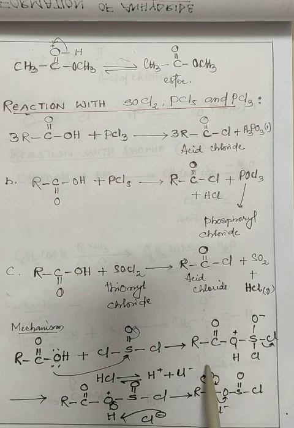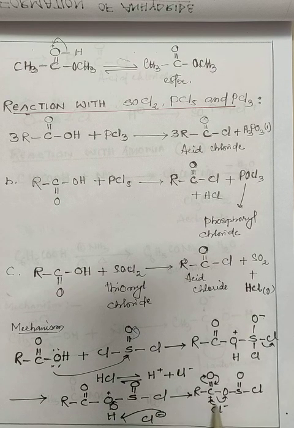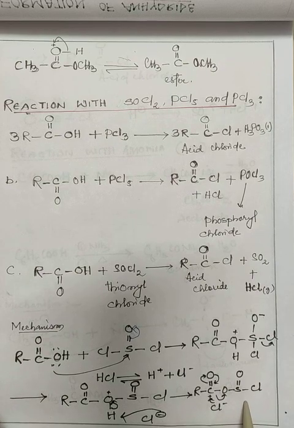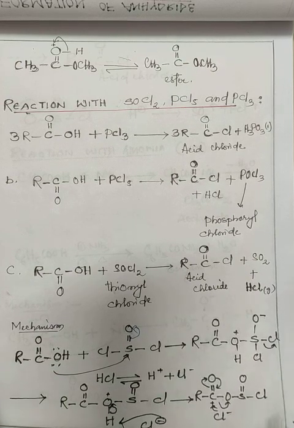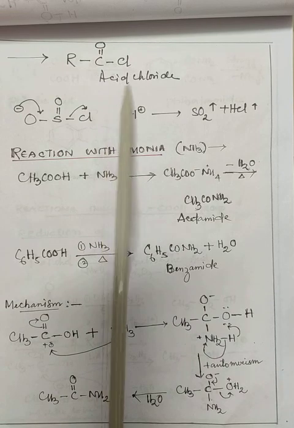That means the oxygen will have more electrons, and then the negative charge is given back. When it is given back, it will again form the original structure. Then here chloride, then this will be connected to this chlorine, then oxygen, then S double bond Cl we will get. After that we will get this product, that means acid chloride.